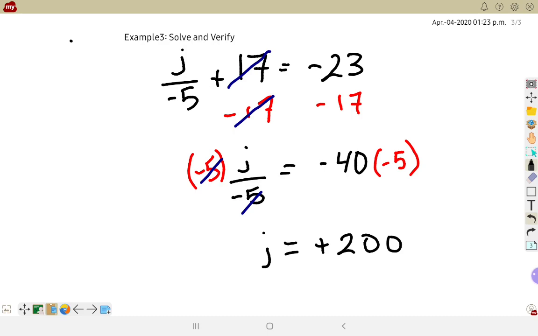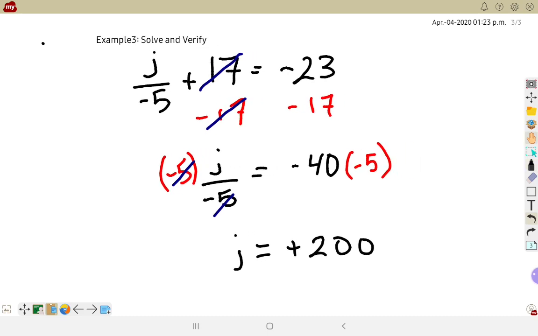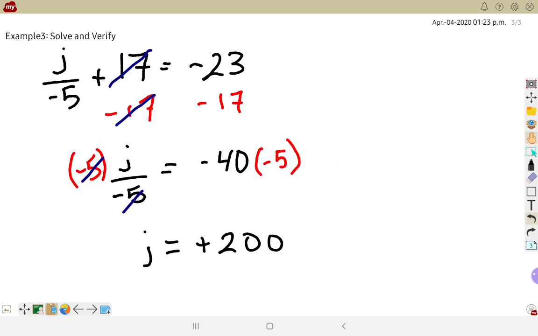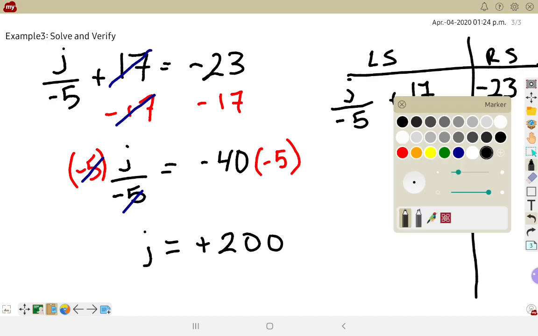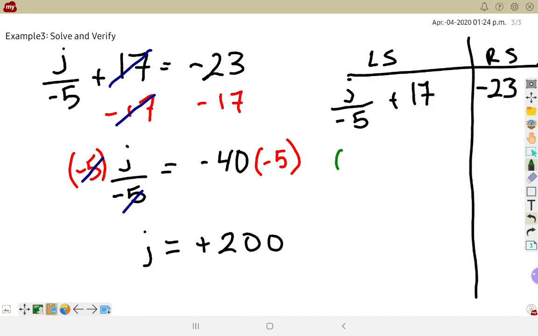Now we should double check by verifying that we actually have the right answer. So we're going to set up our chart where we've got the left side of the equal sign and the right side of the equal sign. The right hand side was simple. That's just negative 23. I'm going to put that in right now. But originally on the left we started with j over negative 5 plus 17. We said that j should be positive 200, so I'm going to put that in, positive 200.